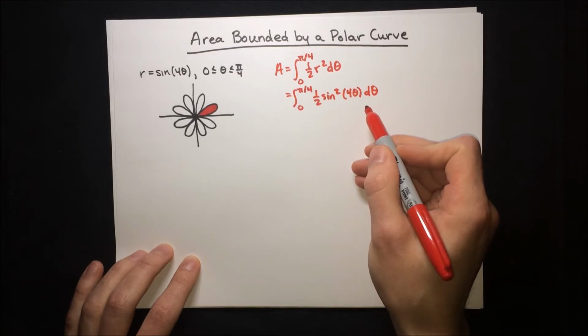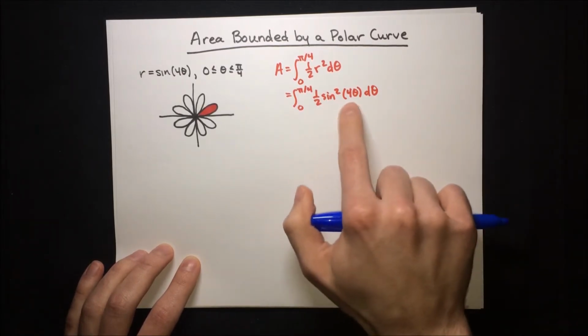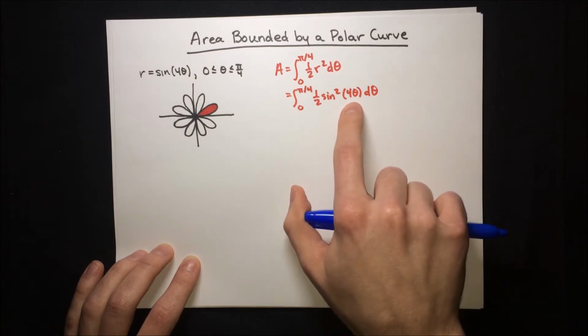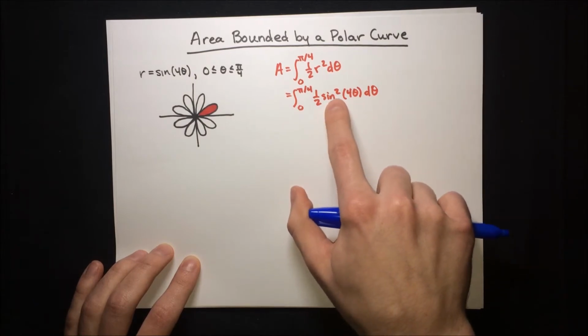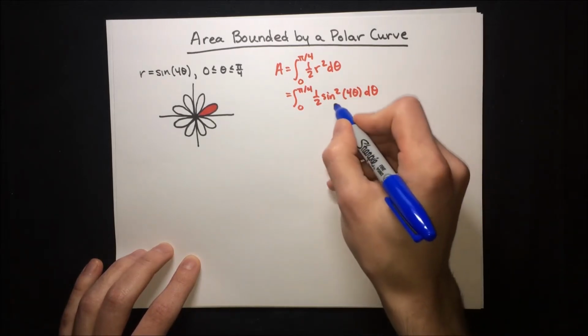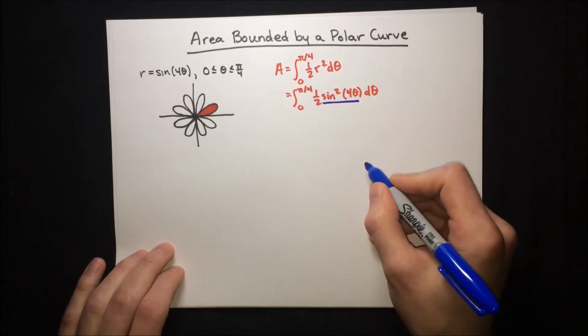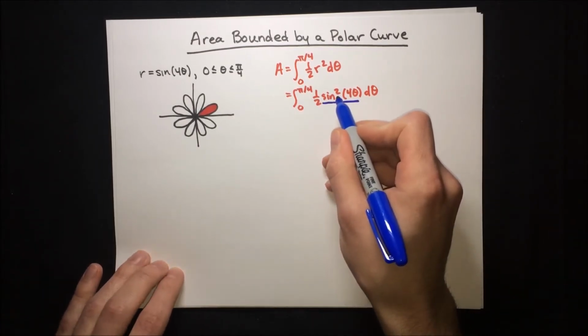But this is actually the tricky part, computing the integral, because this sine squared 4 theta term is difficult to integrate. Sine is easy to integrate, but sine squared is not easy to integrate. So in order to integrate this, we're going to have to express this sine squared term a little bit differently. We're going to have to reduce the power on that sine squared.